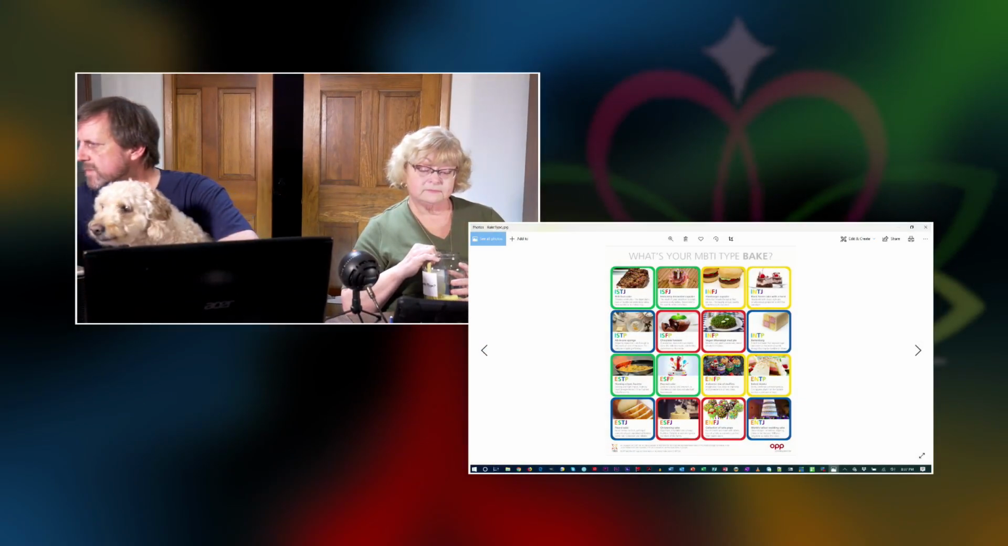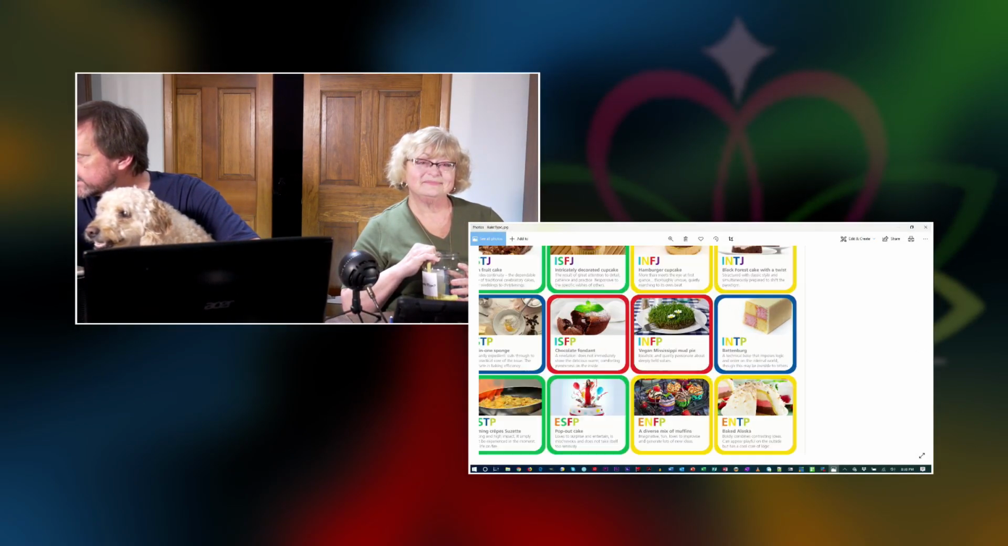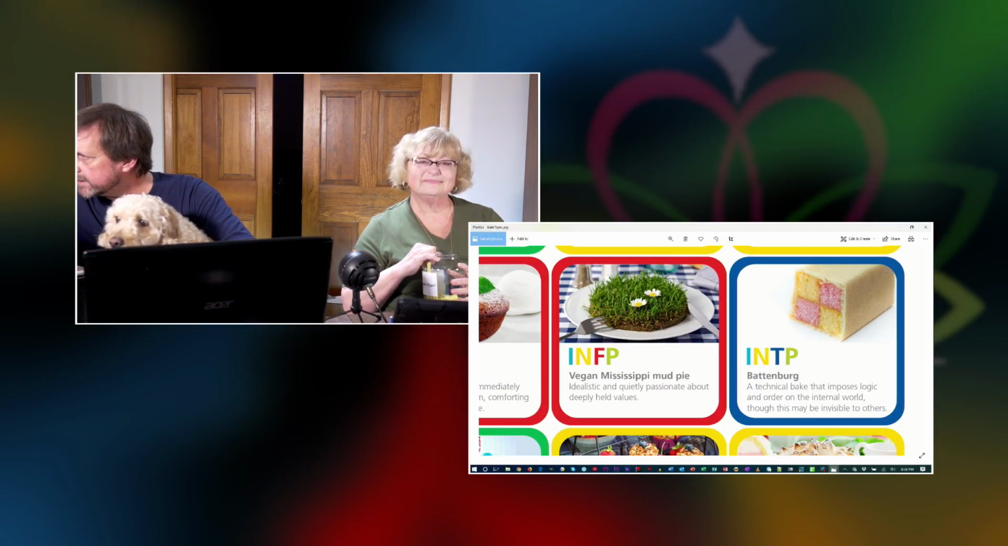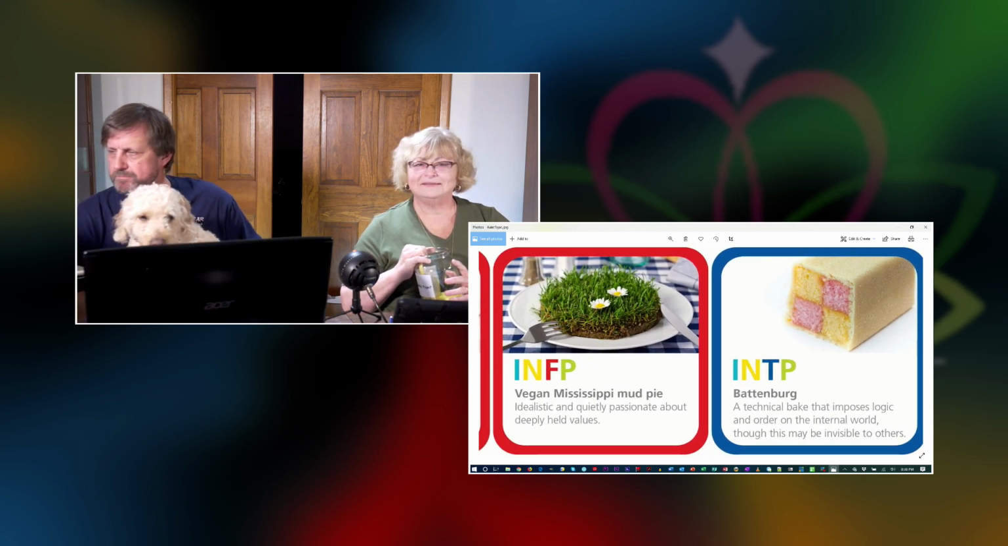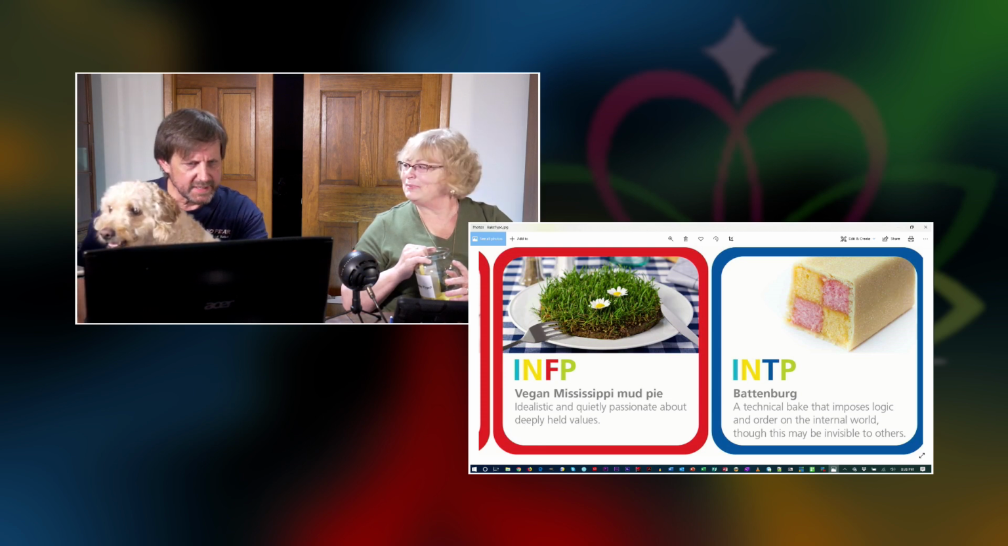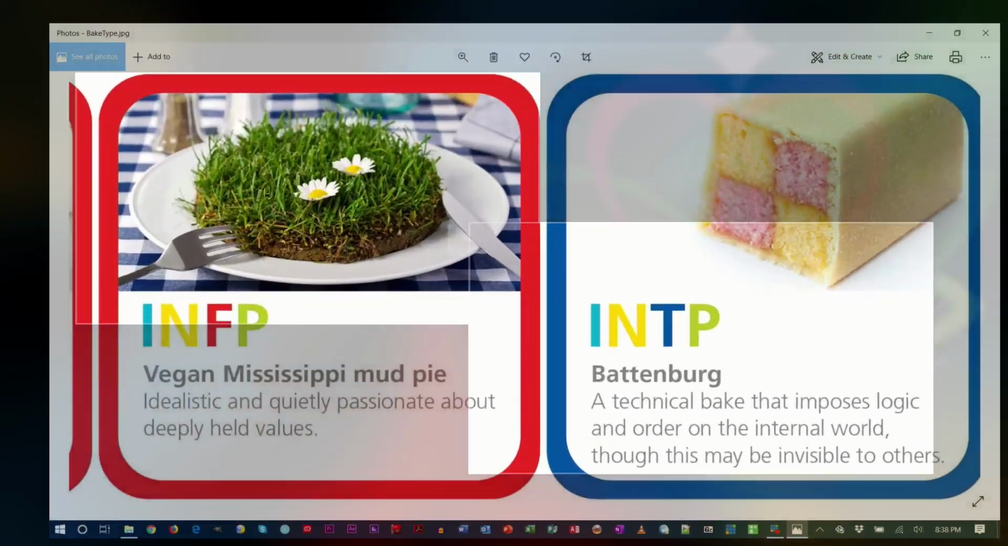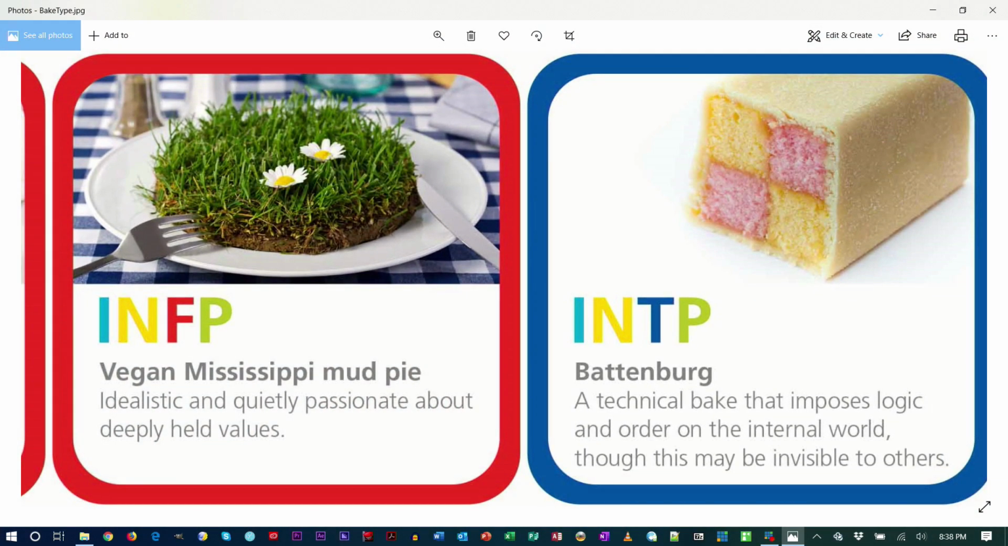Let me bring it up on the screen. INTP. Well, this is something I've never even heard of. If I were a bake type, I would be a Battenberg. Does anybody know what a Battenberg is? I like the picture of it, actually. It's very satisfying, carefully constructed. You can tell it had different pieces that had to be put together and then wrapped in another thing. That's a complicated piece of cake.